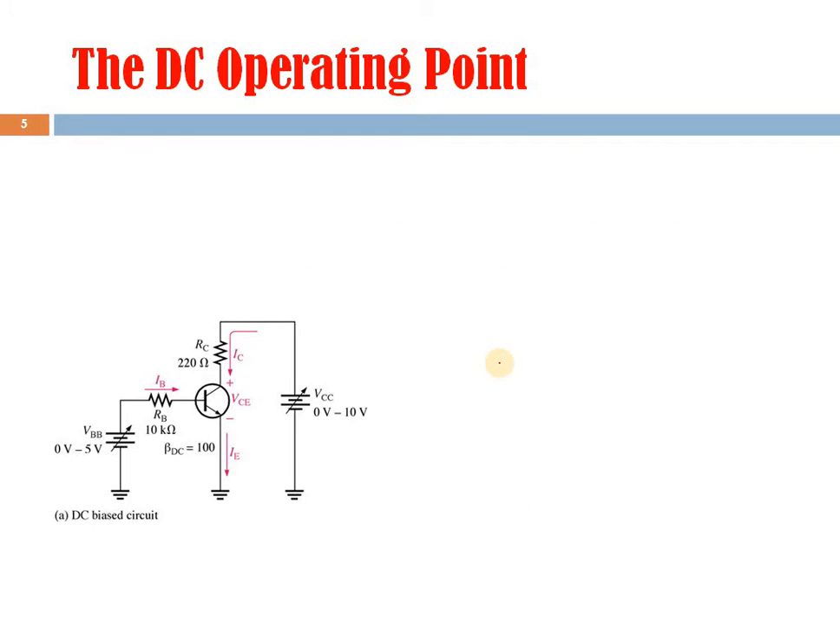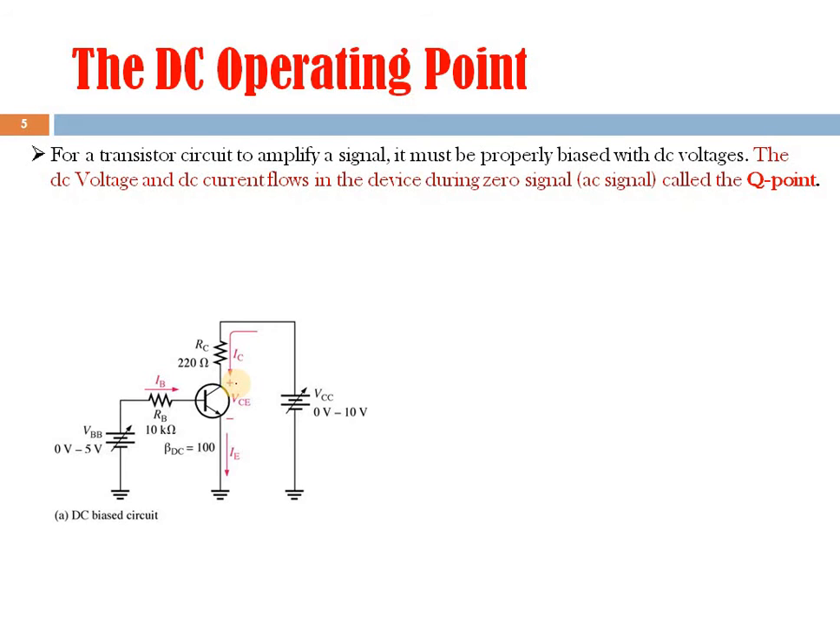So now we talk about the operating point. What is operating point? If no AC signal is applied on the input side, at that time the circuit has a fixed value of input current, a fixed value of output current, and so there is a fixed value of output voltage. So the value of output current and output voltage in zero signal conditions are known as the Q point, or you can say the operating point. So the DC voltage and DC current which flow in the device during zero signal conditions.